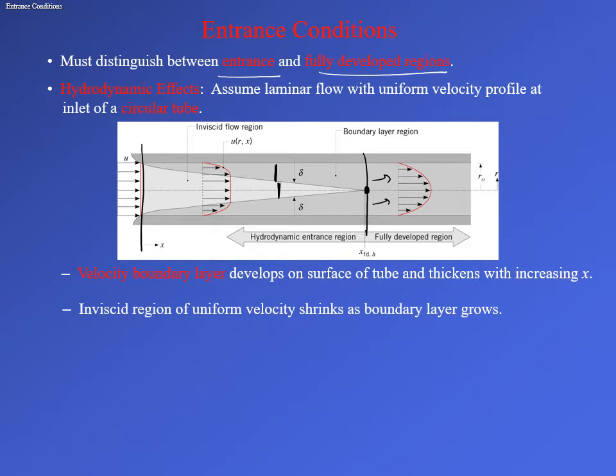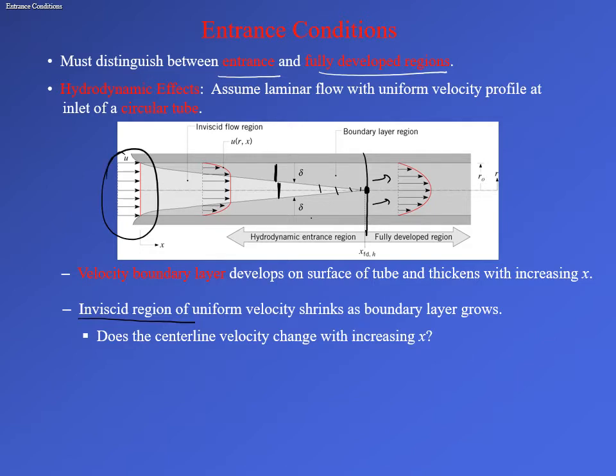As I said, the inviscid region of uniform velocity shrinks as the boundary layer grows, and ultimately shrinks to a size where it becomes zero in the fully developed region. So a question for you is, does the center line velocity change with increasing x? And the answer obviously is yes, because initially when the flow started, it was a completely uniform velocity profile.